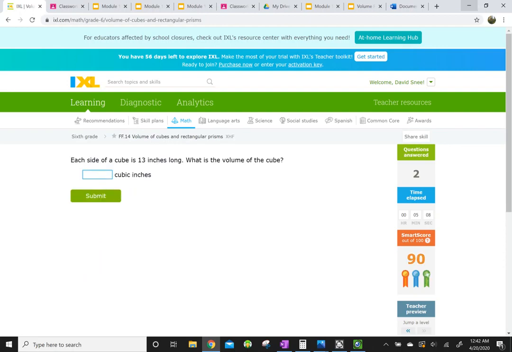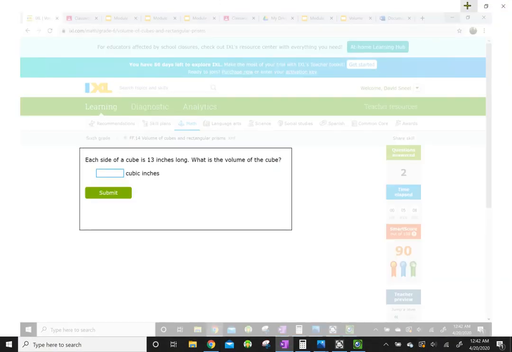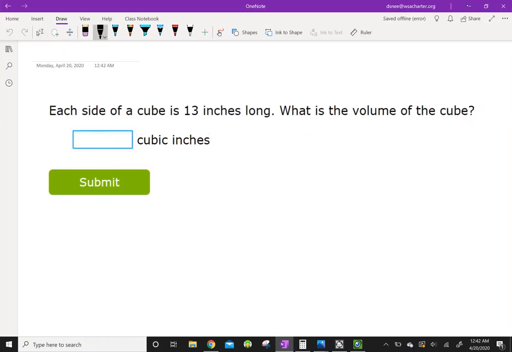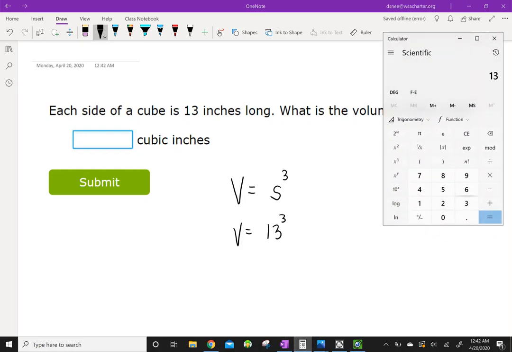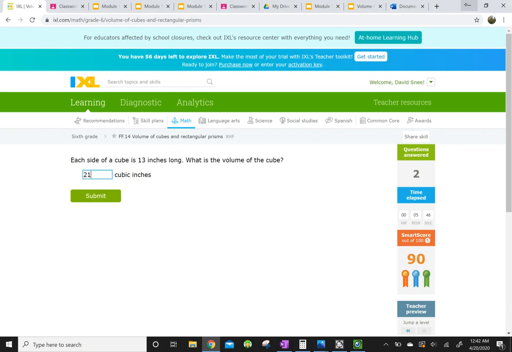Okay, and now it's a word problem. It says each side of a cube is 13 inches long. So it's a cube. All 3 sides are 13 inches long. So the volume of a cube is equal to the side cubed, or the area of the base times the height. So the volume is equal to 13 to the 3rd power. We just have to read these problems as many times as we need to understand what we're being asked. 2,197.